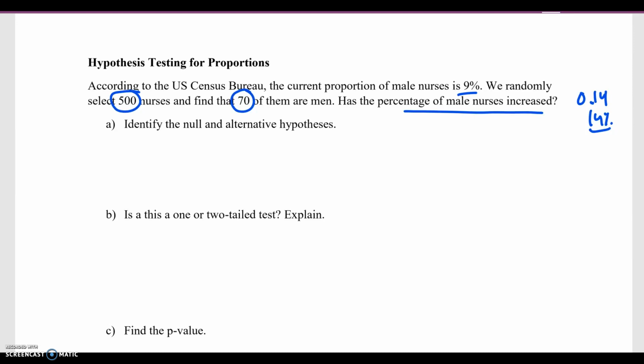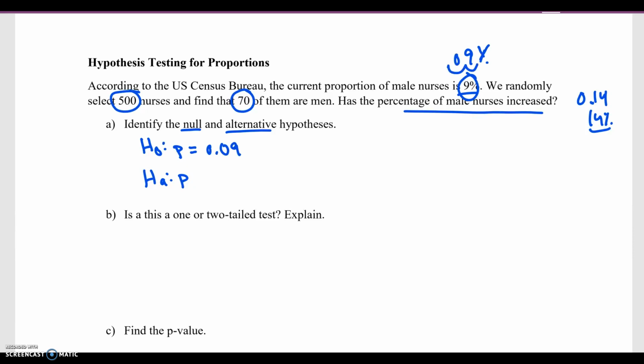Okay? So for part A, we want to find the null and the alternative hypotheses. Remember that the first thing you want to do is set up your H0 and your HA. Since we're talking about proportions, the parameter is going to be p. Initially, we believe that the proportion of male nurses is 9%. So here our p is going to be 0.09. Be very careful, because for 9% you have to move the decimal place two times over. So this will be 0.09, not 0.9.